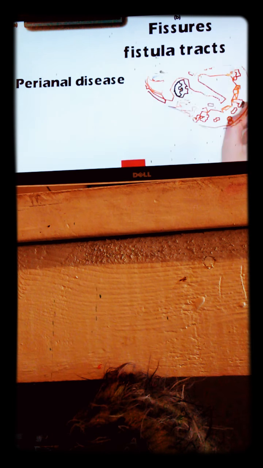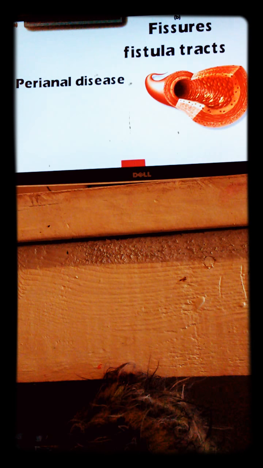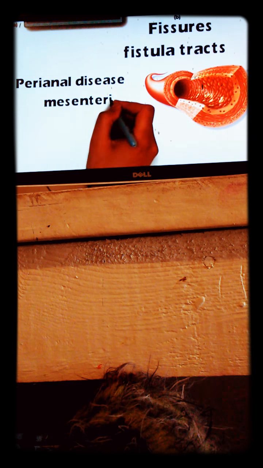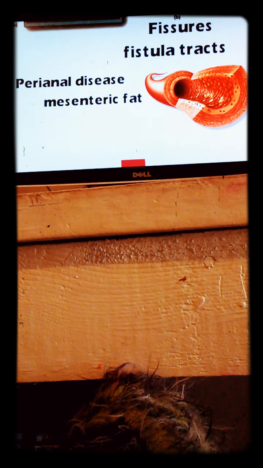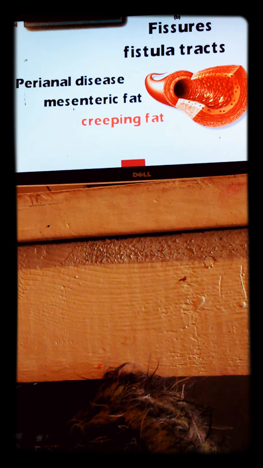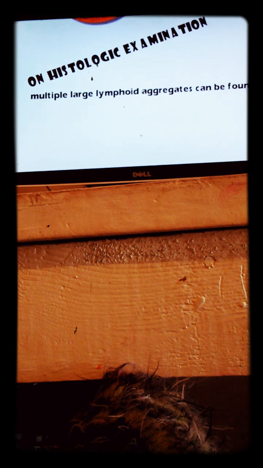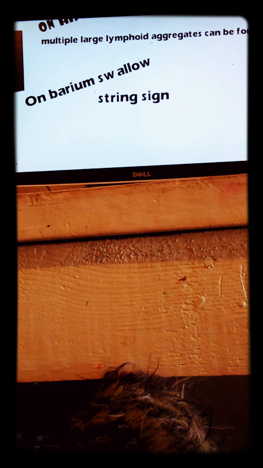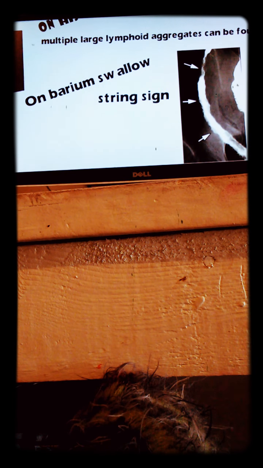In case of extensive transmural disease, the mesenteric fat can be involved and extend around the serosal surface, commonly called creeping fat. On histologic examination, multiple large lymphoid aggregates can be found. On barium swallow, string sign can be indicative of Crohn's.